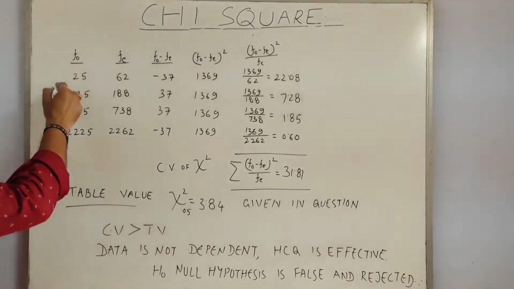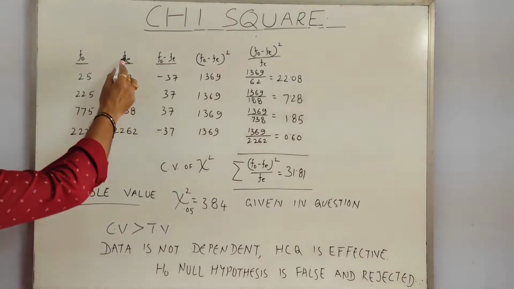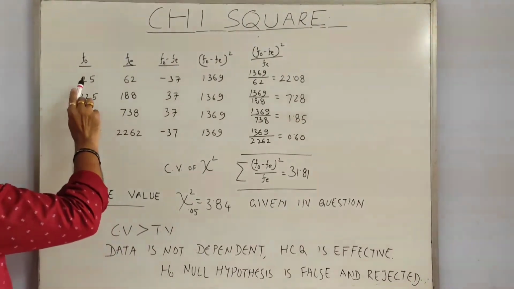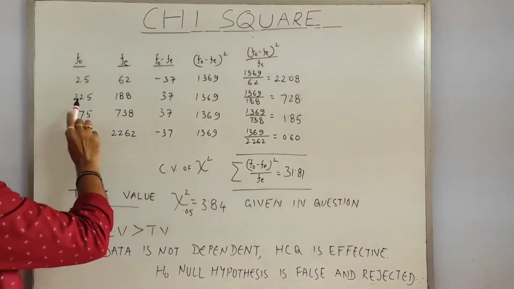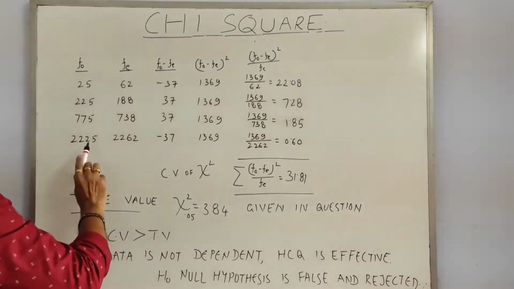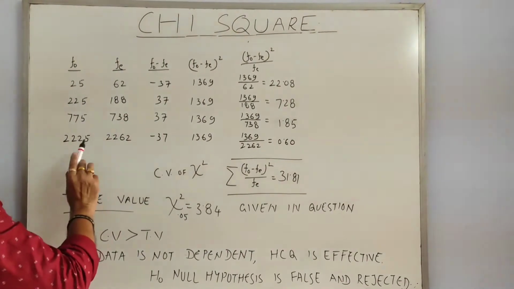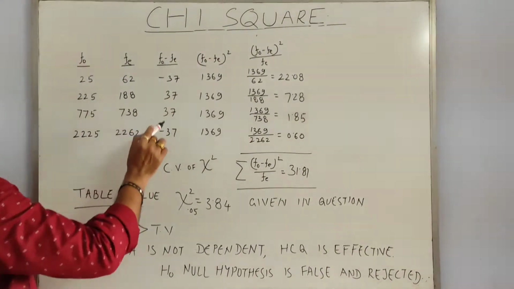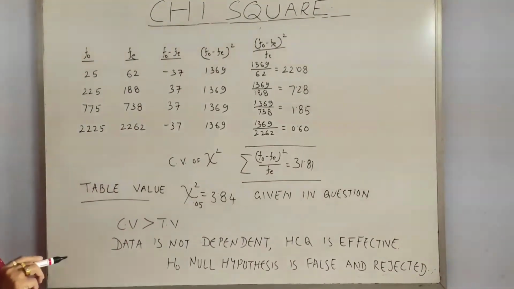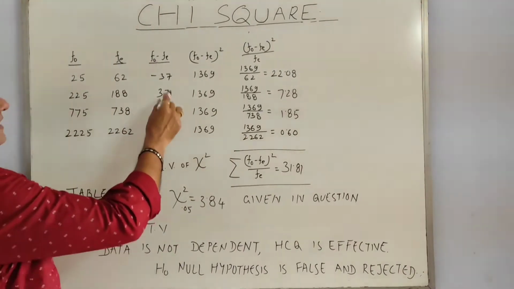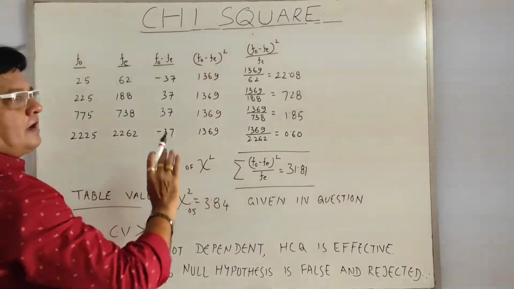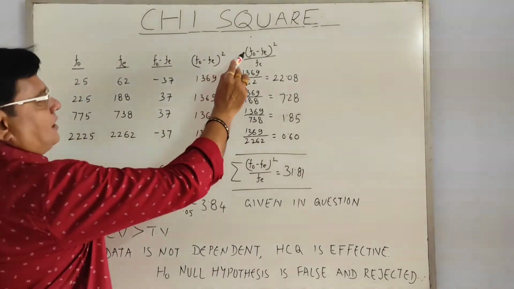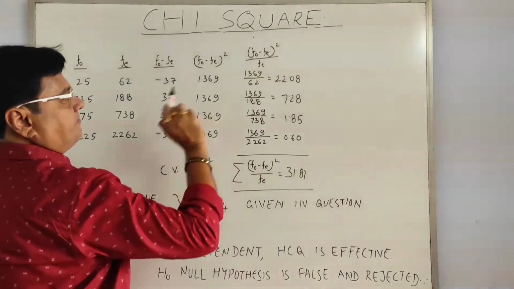Now, FO is given in the question, FE we have already found, and then FO minus FE will be 25 minus 62, that is 37, 225 minus 188, 37, 775 minus 738, 37, 2225 minus 2262 is 37. First and fourth are negative and second and third are positive. But it does not carry any importance because ultimately we have to take the square, because we have to find the deviation, the difference. We have taken the square, and then FO minus FE whole square divided by FE.